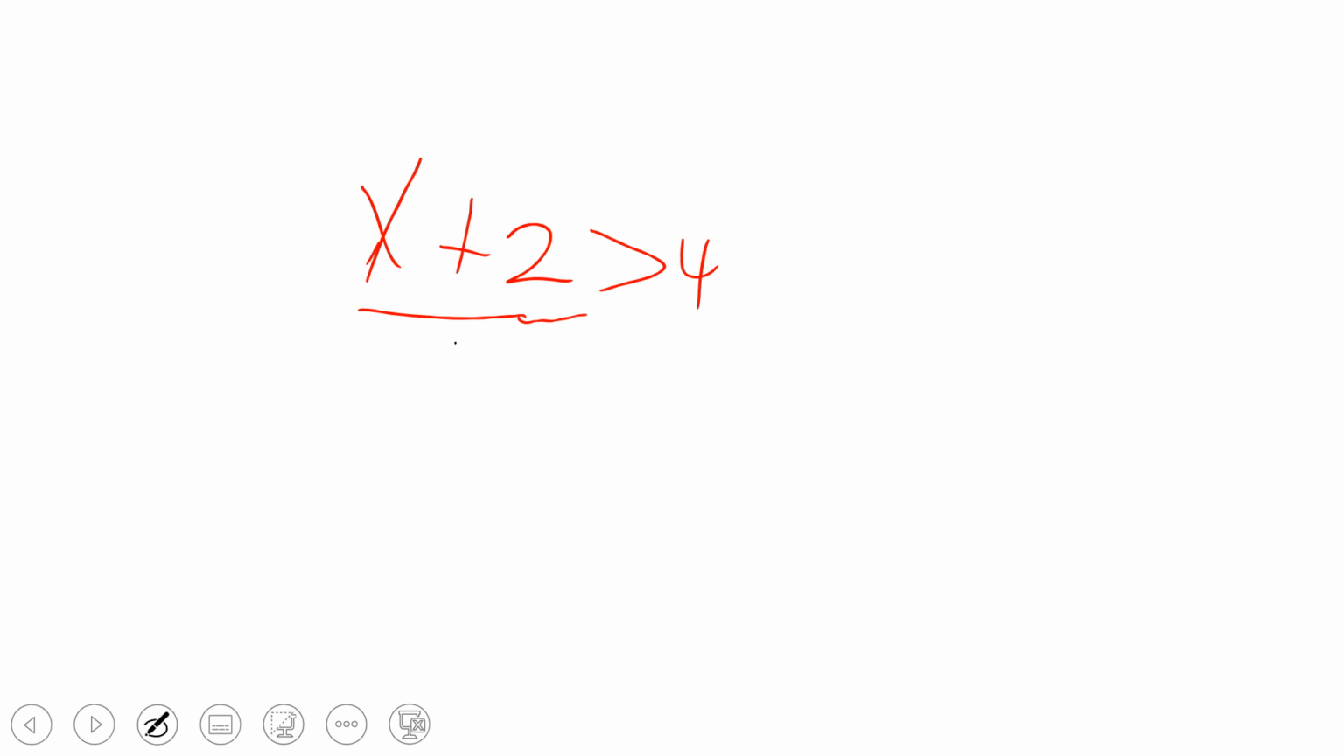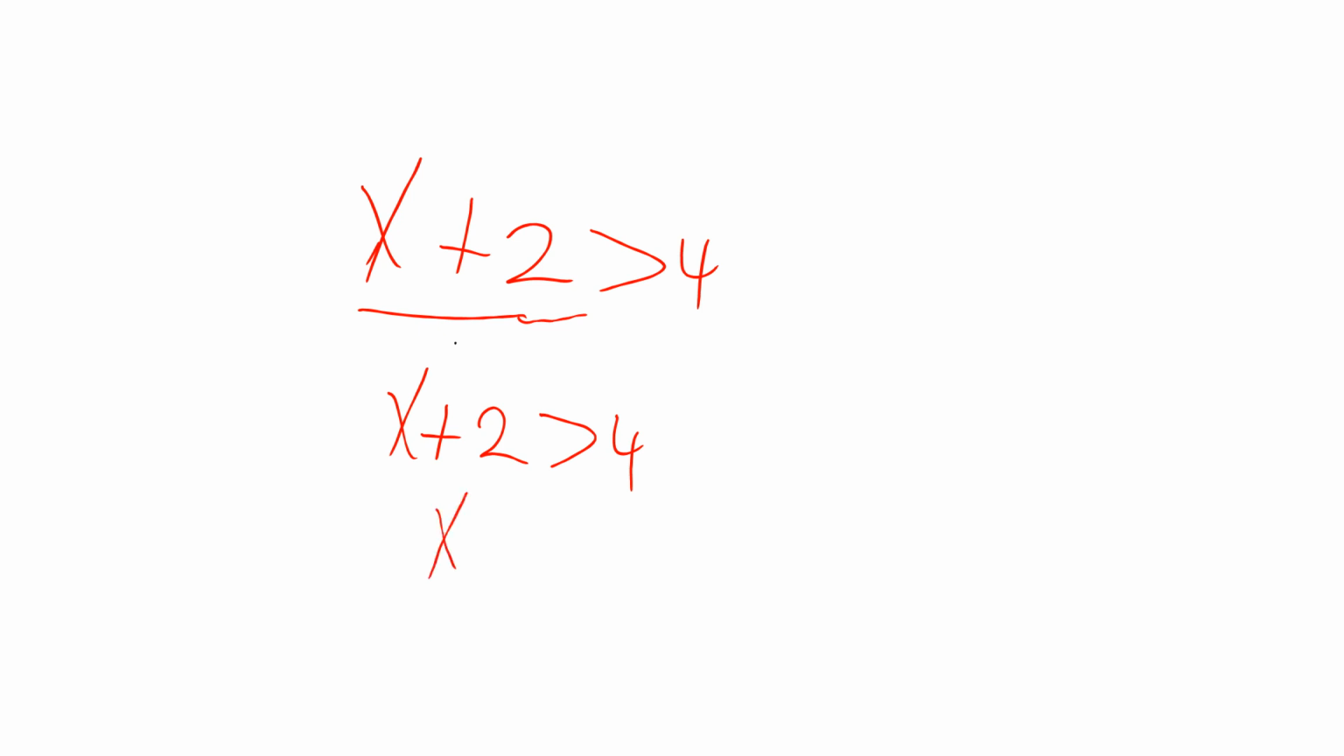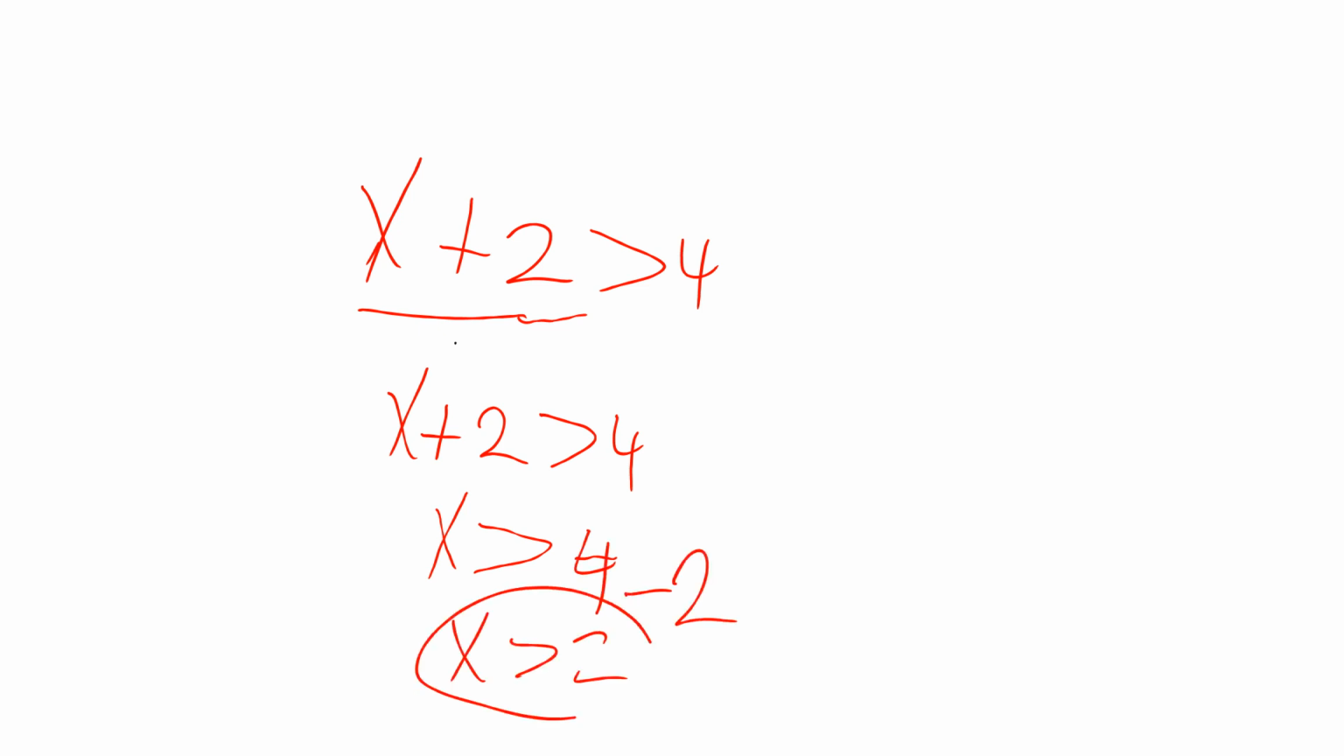and when we solve inequalities, what we're going to do is the same thing as linear equations. x plus 2 is greater than 4. What we want to do is take this and subtract off 2, 4 minus 2. This is the solution. This is saying that any value of x greater than 2 satisfies the inequality.